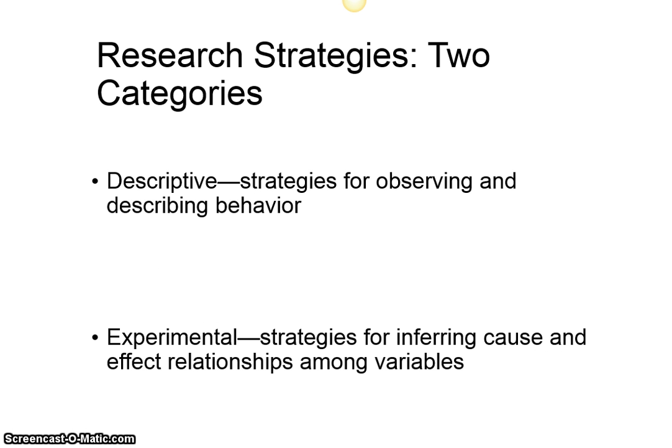So we have two types of research strategies, as I referenced before. Descriptive research. So this is a strategy for simply observing and describing behavior. Second category is experimental research. And this is a strategy for determining or inferring cause and effect between two variables.